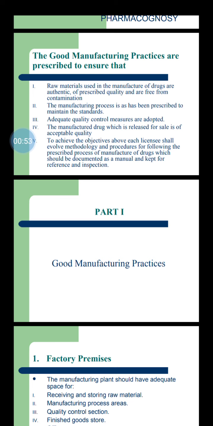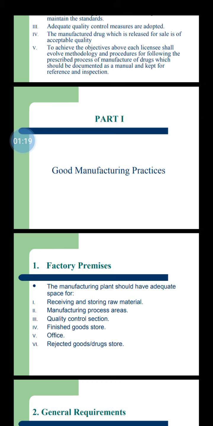To achieve the above objective, each licensee shall have methodology and procedures for following the prescribed process of manufacture of drugs, which should be documented as a manual and kept for reference and inspection. It is a very important thing as you go through the good manufacturing practices. The following requirements are essential.